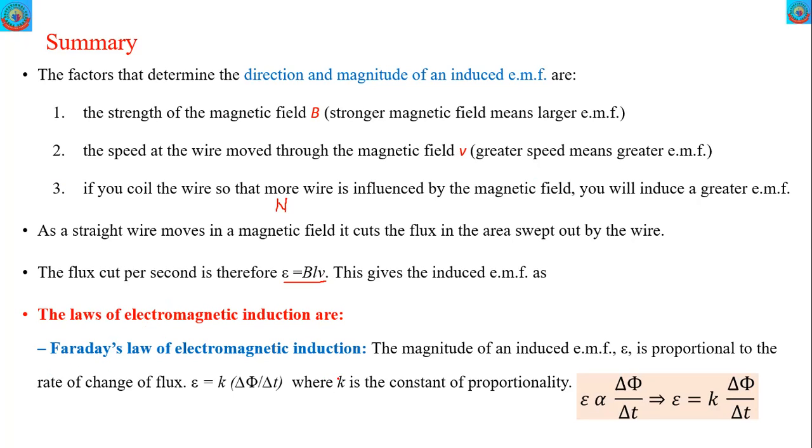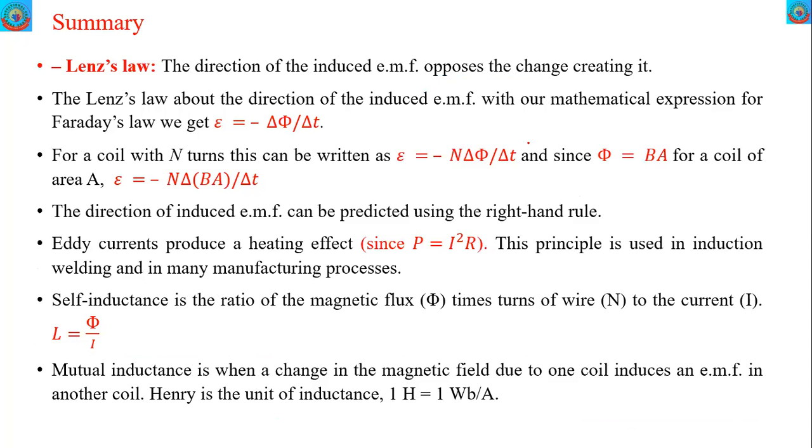There is Faraday's law of electromagnetic induction, and there is also Lenz's law. So E is equal to minus N times delta phi over delta t. This comes from Lenz's law: the rate of change of flux per unit time, and the proportionality is given by the number of turns.